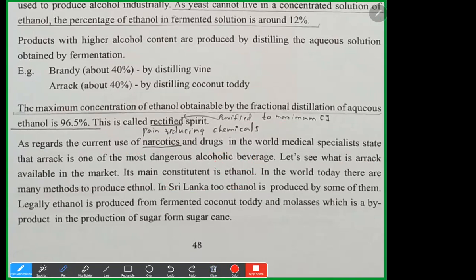In the world today, there are many methods to produce ethanol. In Sri Lanka, too, ethanol is produced by some of them. Legally, ethanol is produced from fermented coconut toddy and molasses, which is a byproduct in the production of sugar from sugar cane.